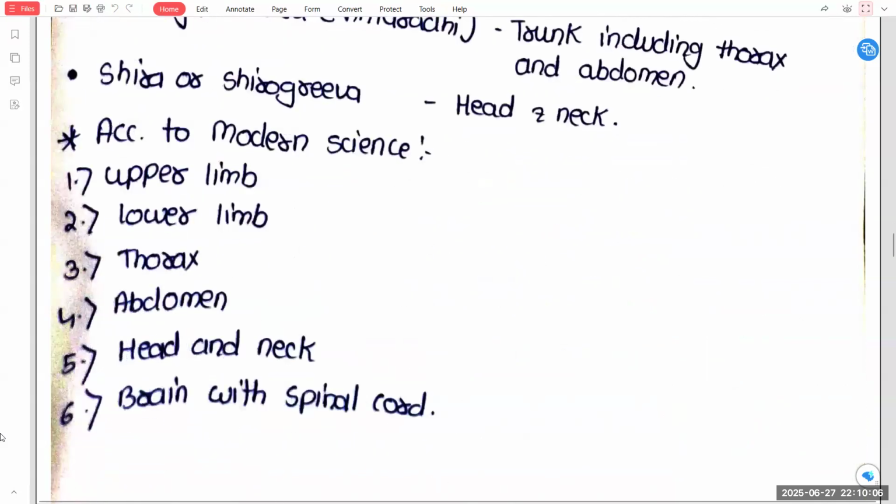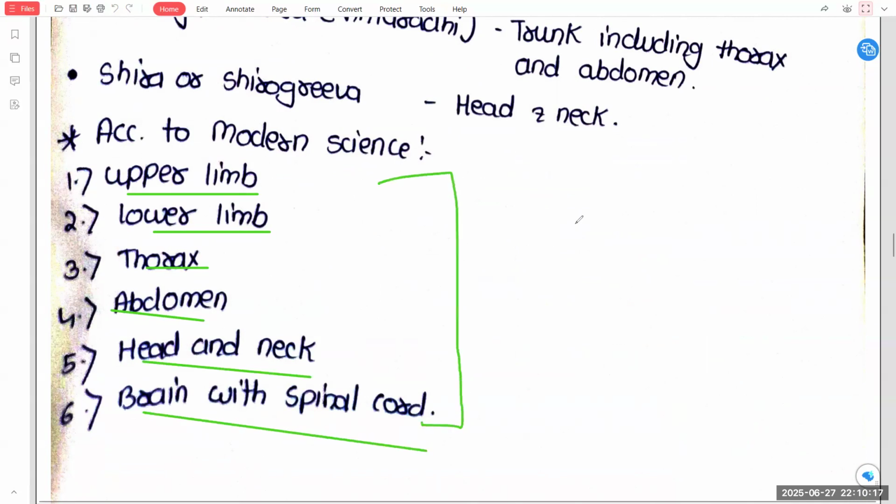Obviously, as per modern science, it is very much accurate. Upper limb, lower limb, thorax, abdomen, head and neck, and brain with the spinal cord form the 6 anga. Okay, 6 vital parts of the body.